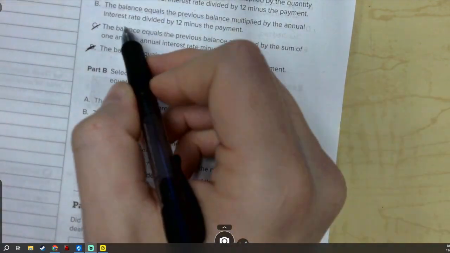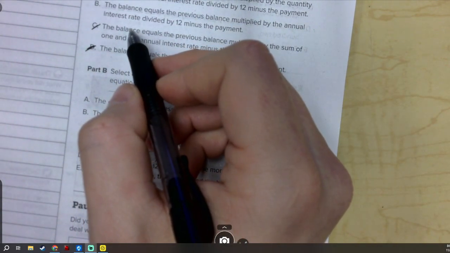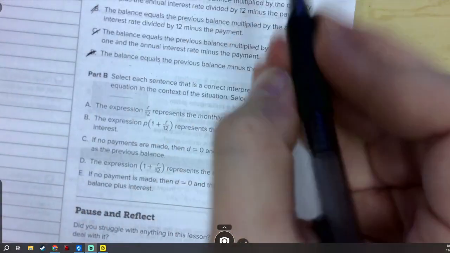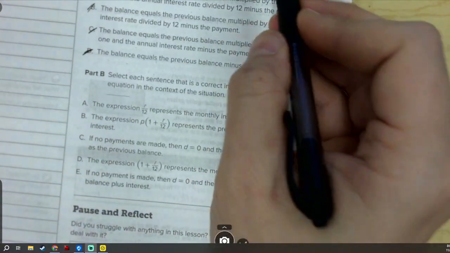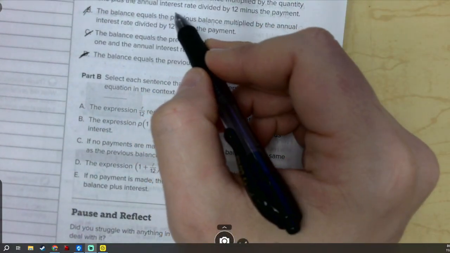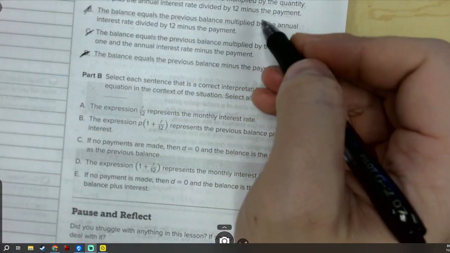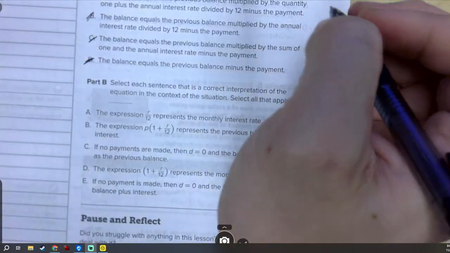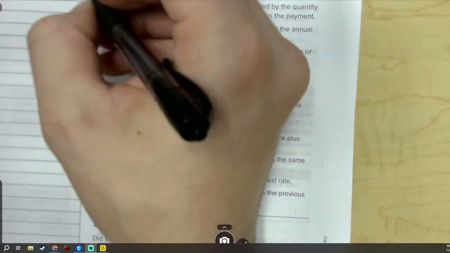No, it doesn't talk about 12. Equals the previous multiplied by the annual interest rate. Nope. Multiplied by the quantity 1 plus the annual interest rate divided by 12 minus the payment D. Yeah, it's A.